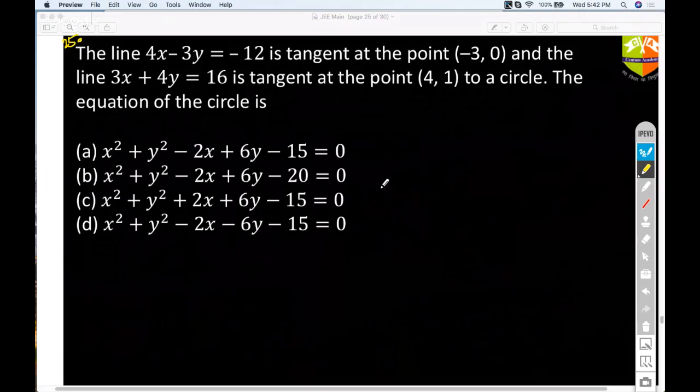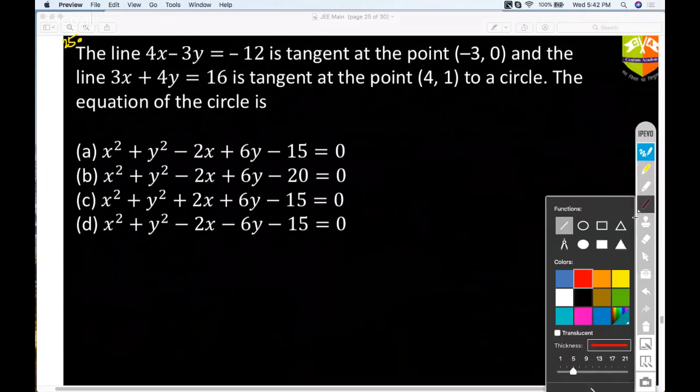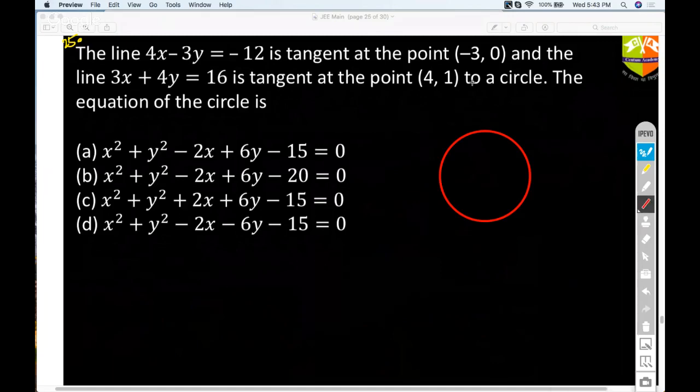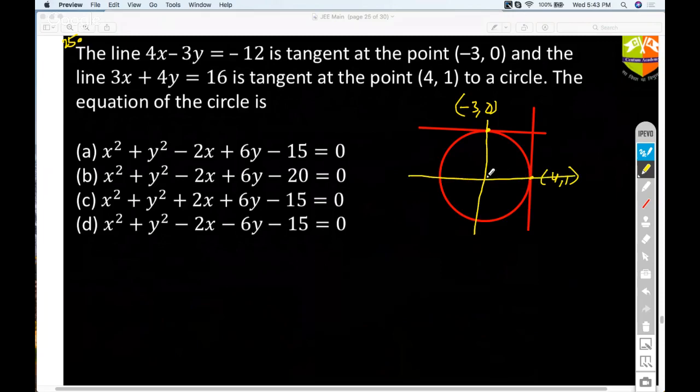Yeah, again, it's a very simple question, guys. You just have to appreciate the fact that if you draw a tangent at a point, let's say I draw a tangent at negative 3 comma 0, correct? And there's another tangent at 4 comma 1. So this is minus 3 comma 0. This is 4 comma 1. So we know that the normals to these lines will actually pass through the center. Right? This will be a center.